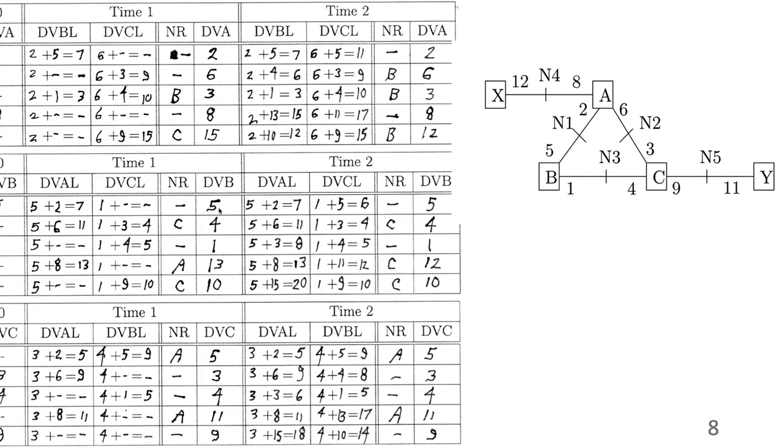B sends its table to A and C: 5, 4, 1, 13, 10. C sends it to A and B: 5, 3, 4, 11, 9. We add up all the numbers, we find the minimum. The minimum of 2, 7, and 11 is 2. And there's still no next router.